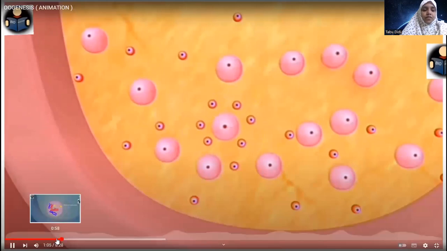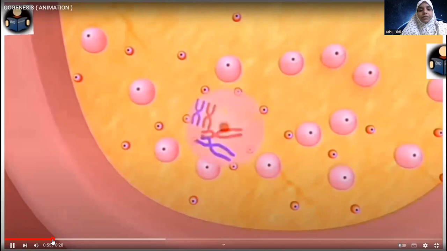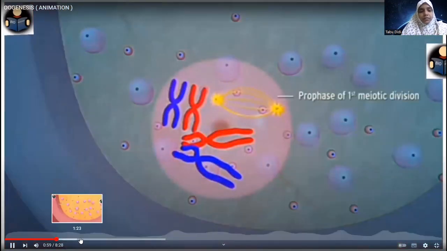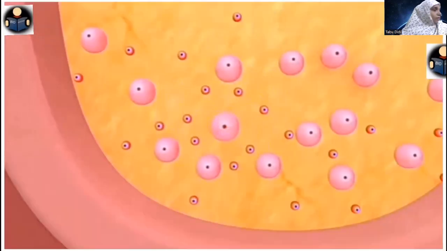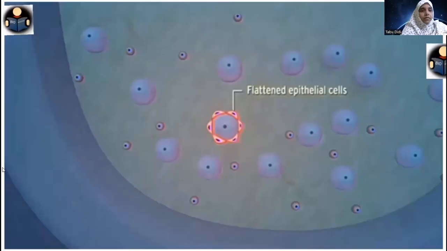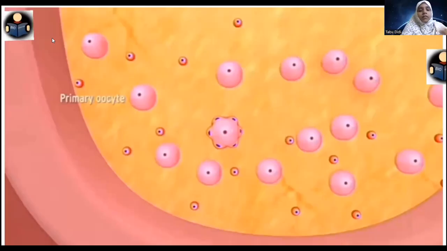Each primary oocyte enters into the prophase of first meiotic division. Each primary oocyte is surrounded by flattened epithelial cells called follicular cells. Primary oocyte along with surrounding flat follicular cells forms the primordial follicle.